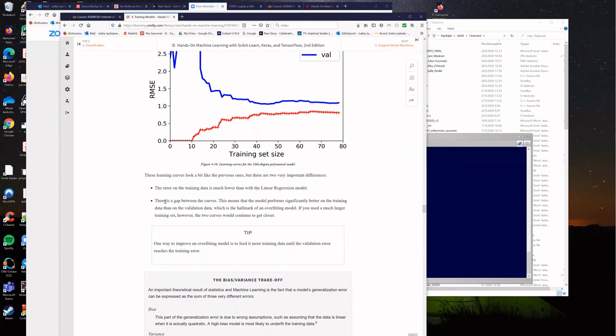So now there is a gap between the curves, and the model performs better on the training data than on the validation data, which is the hallmark of an overfitting model. And if you use a much larger training set, these curves would converge, so they would go closer to each other. And one way to improve an overfitting model is to feed it more training data until the validation error reaches the training error.